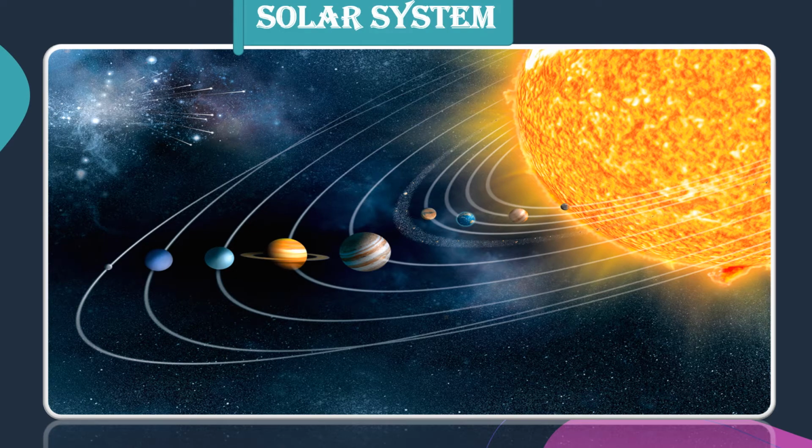Our solar system consists of our star, the sun, and everything bound to it by gravity: the planets Mercury, Venus, Earth, Mars, Jupiter, Saturn, Uranus, and Neptune, dwarf planets such as Pluto, dozens of moons, and millions of asteroids, comets, and meteorites.